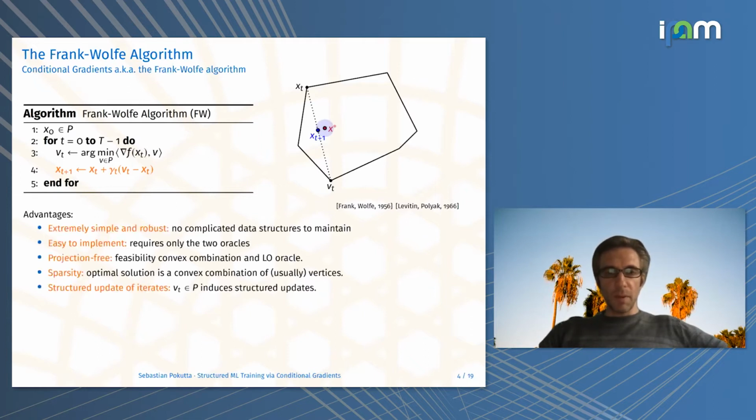What are a couple of advantages of these methods? First of all, as you can see from the algorithm, they're extremely simple and robust. There's no data structures. You just form convex combinations. And as long as you have these two oracles, they're extremely easy to implement.